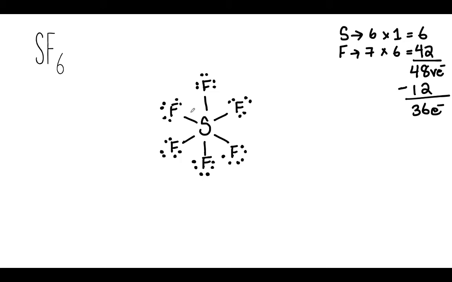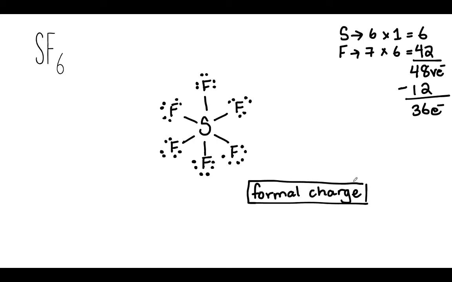So let's confirm with our formal charge to see if this makes sense. If I take the formal charge, I only have to take the formal charge of sulfur and one of the fluorines because the charge of all of the fluorines is the same. So let's take a look at sulfur. It starts off with 6 valence electrons. There are no electrons as lone pairs. And there are 12 electrons that are bonded as single bonds, divided by 2. So 6 minus 6 is going to give me a formal charge of 0.